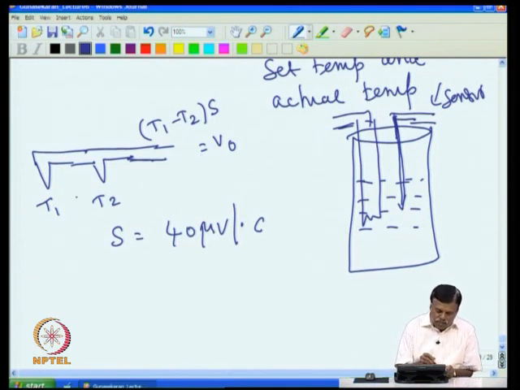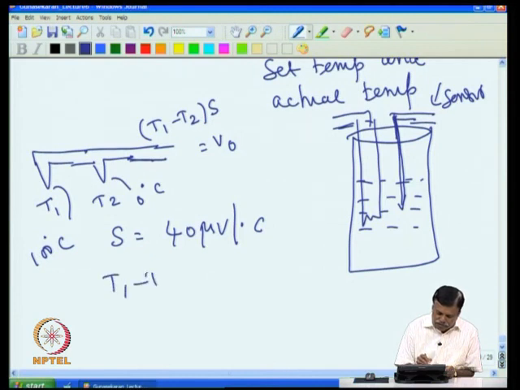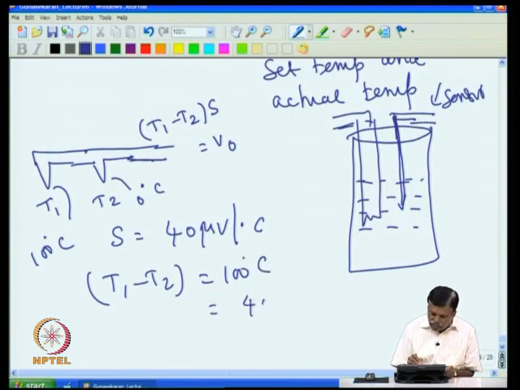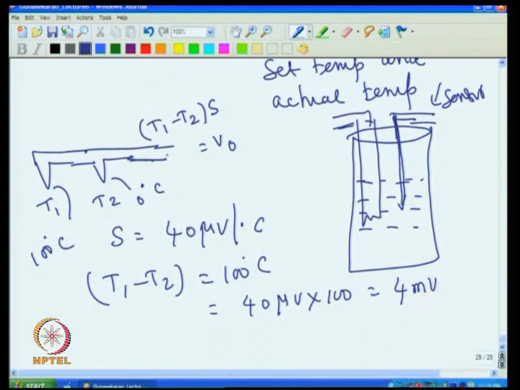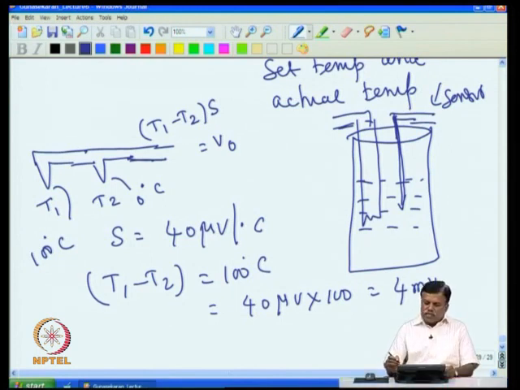So for example, if this is at 100 degree C, and I keep the other at 0 degree C, then the difference is 100 degree C. That gives me 40 microvolt times 100, which is equal to 4 millivolt at these two ends. So if the temperature difference is high, you will get more voltage. That is how the thermocouple senses the temperature.